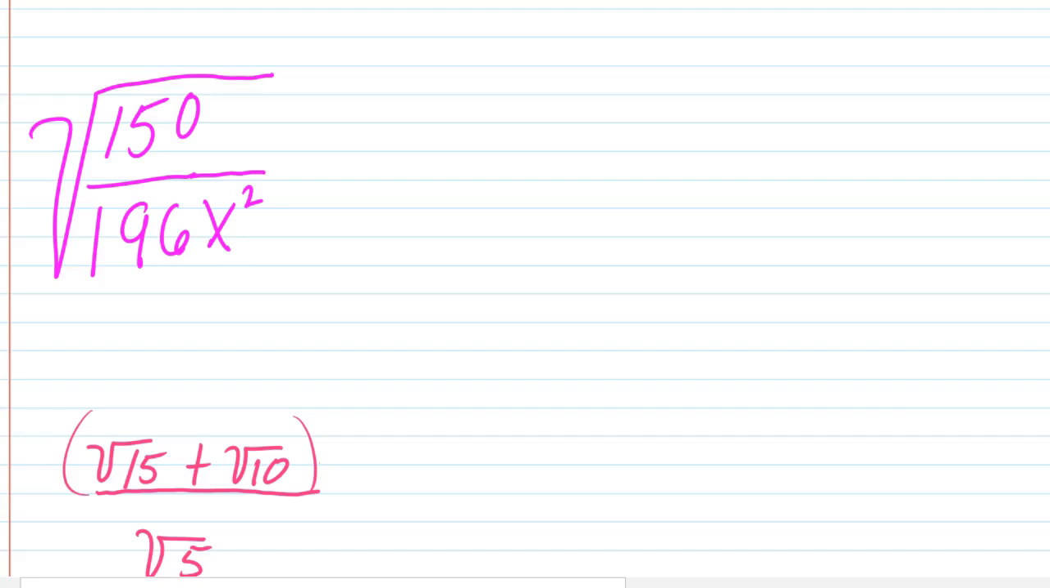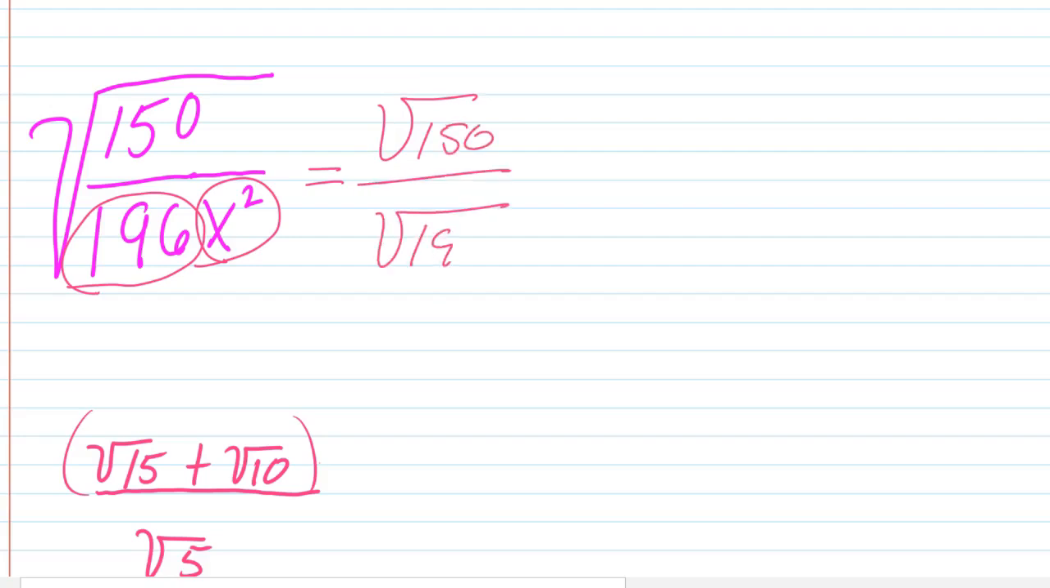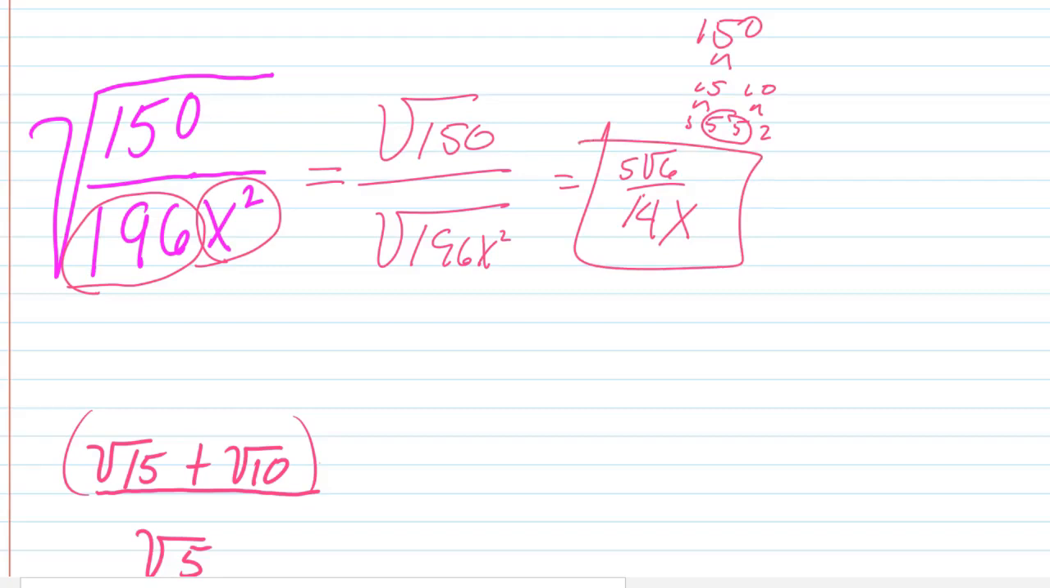Now, in the last two problems, I wanted to simplify the inside first. This problem, however, I see that 196 is a perfect square, and that x squared is also a perfect square. So I'm actually going to treat this as a 150 on top and then the square root of 196x squared on the bottom. The bottom half is going to give me 14x, and the top half is going to give me 5 square root of 6. Do not simplify the 6 and the 14 because the 6 is inside the radical and the 14 is not.